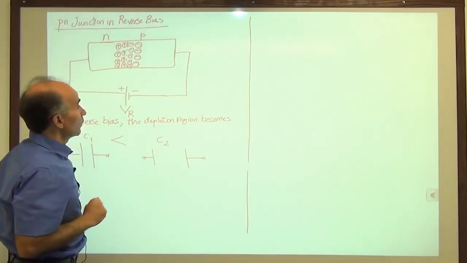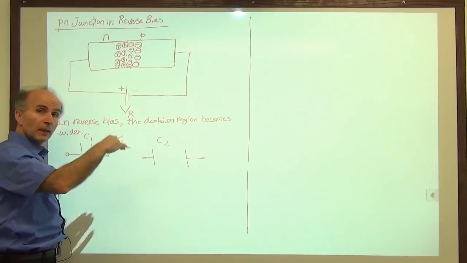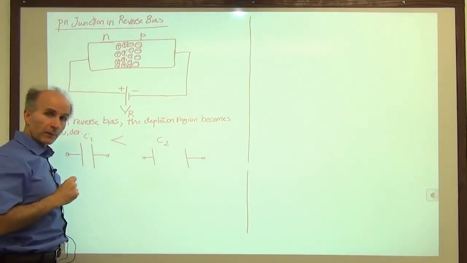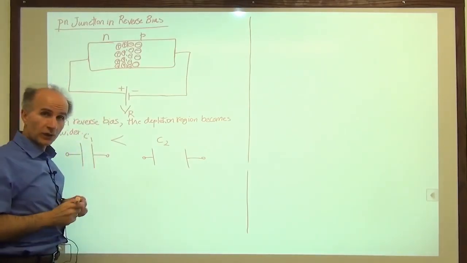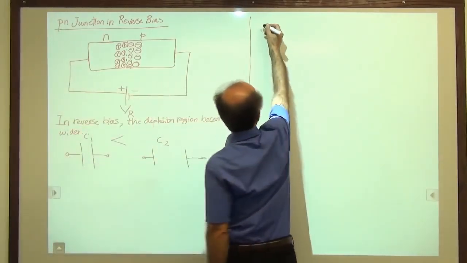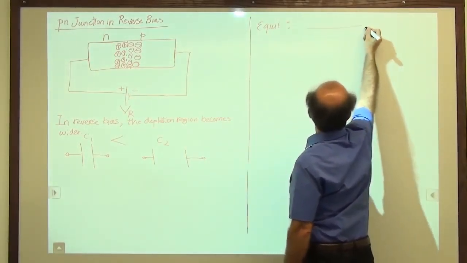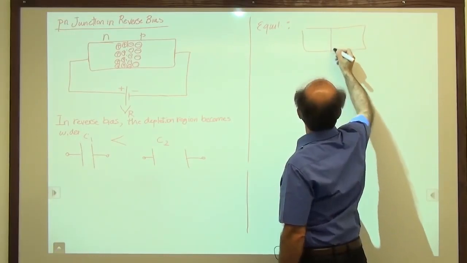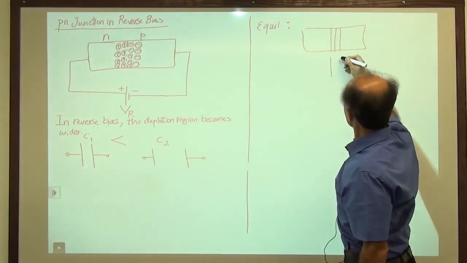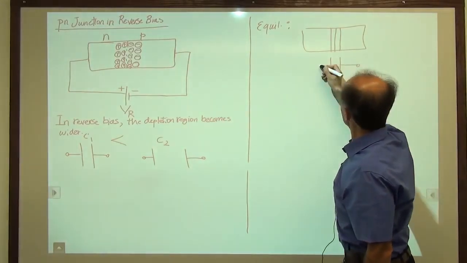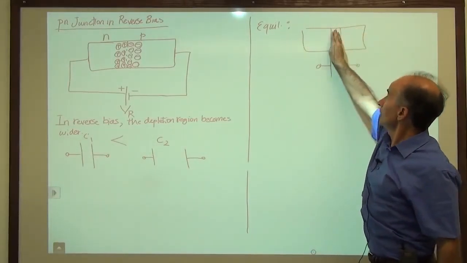All right, now, when we go from equilibrium to reverse bias, we can examine this junction and the capacitance associated with it. So, in equilibrium, this is what we have. We have a narrow depletion region. So our capacitor looks like this. That's the equivalent capacitor. So one plate here, insulator in between.